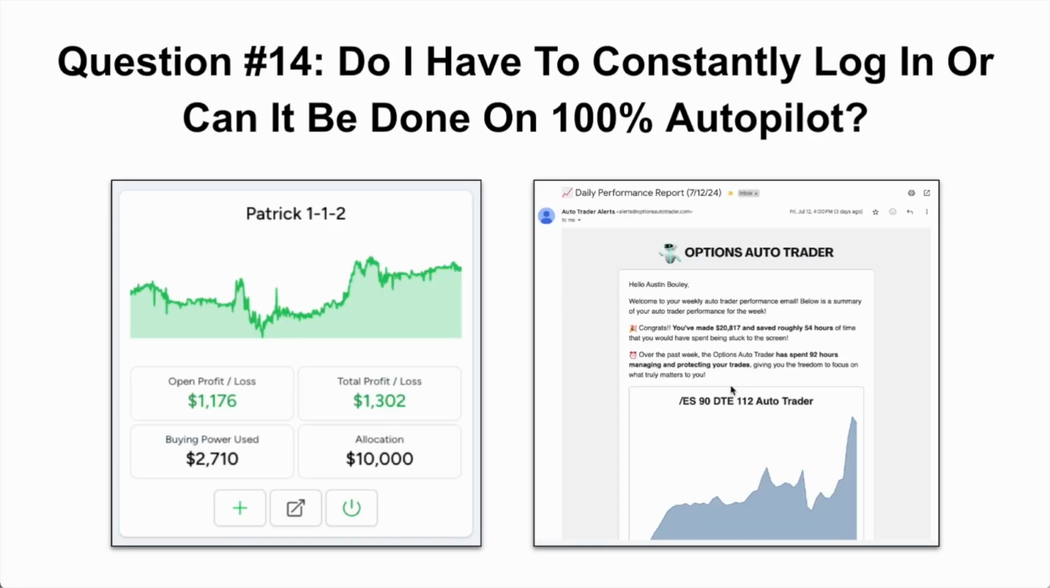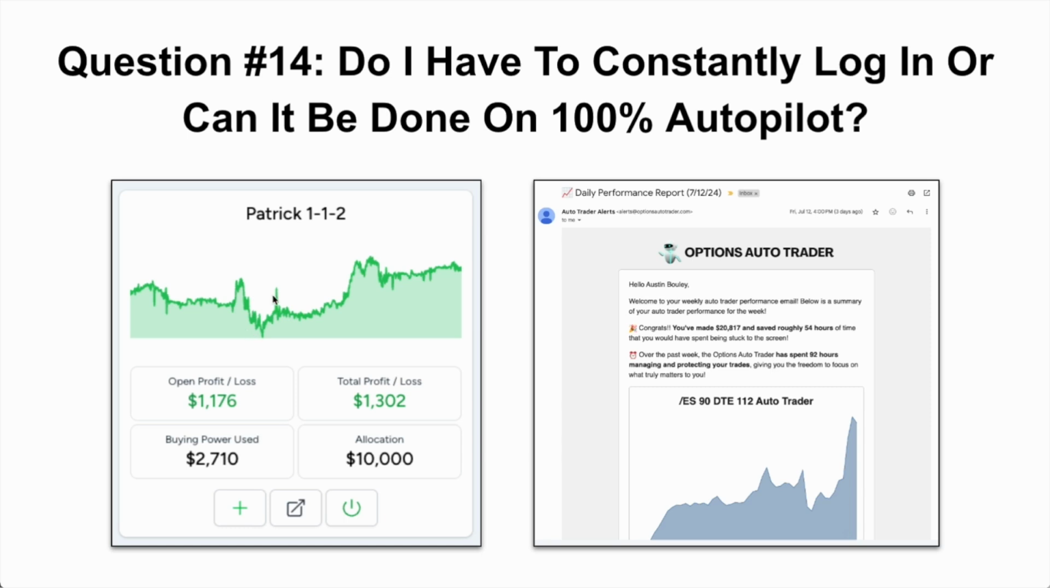So question 14, do I have to constantly log in, or can this be set up once and then be on complete autopilot? Well, I want to show you Patrick's account. So this is Patrick's account right here. He said, Austin, I just want to set this up once and have automated income for my family and never look at it again because I want to focus on work and them. And I said, perfect, let's do that.